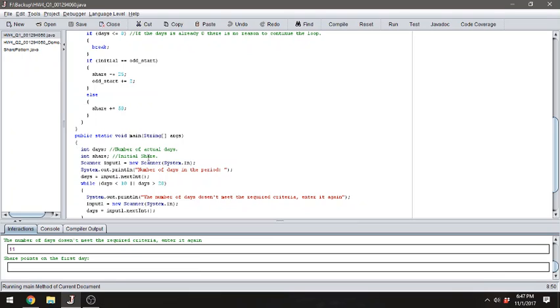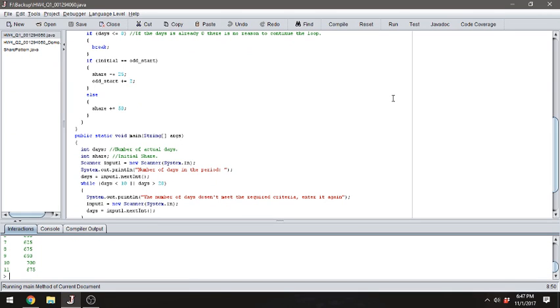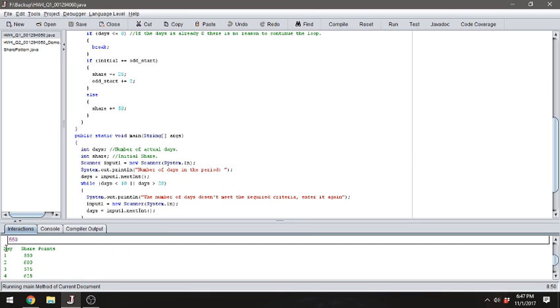Now the machine accepts that number and asks you to enter the share points of the first day. Now let's use something from the homework example, which is 550. As you can see, the machine correctly outputs the correct amount of days and share points.